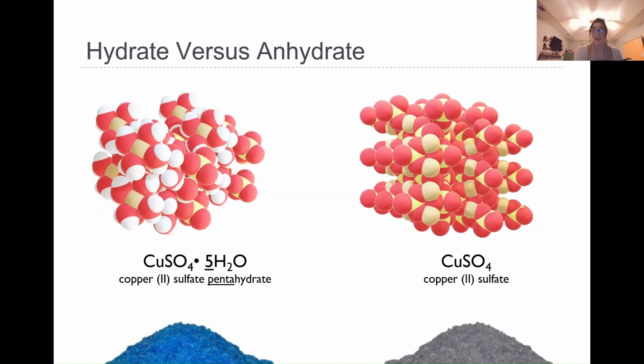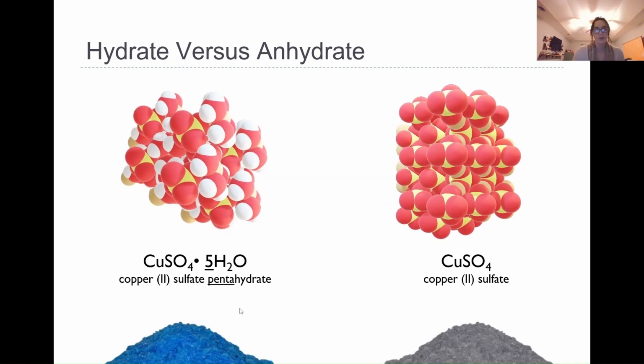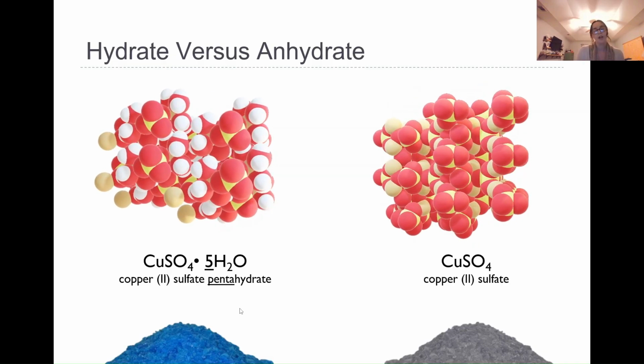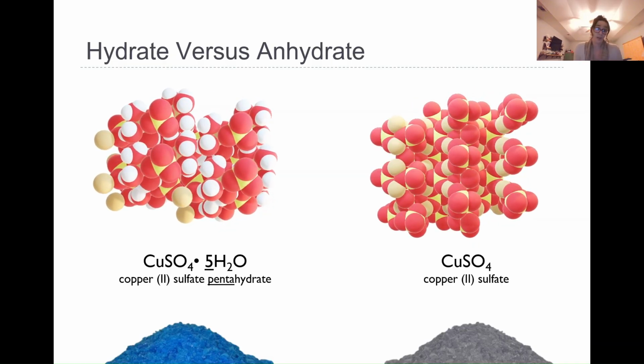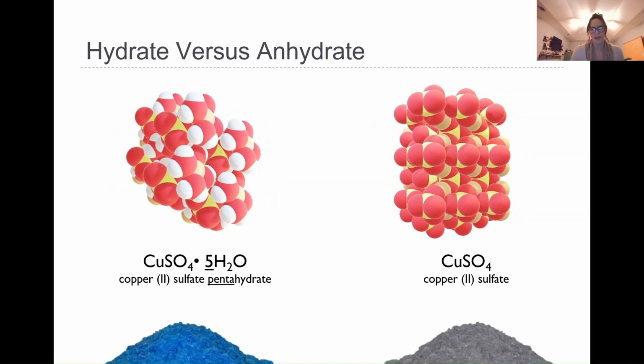You can also see that after the water is removed, the color changes. So copper sulfate pentahydrate is a bright blue color. It's the color most commonly associated with copper sulfate. But after you remove the water, it turns to this grayish color.